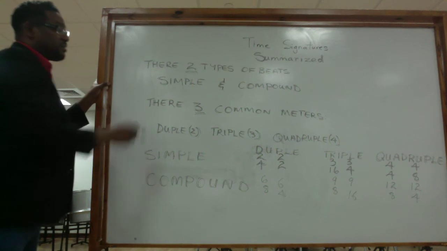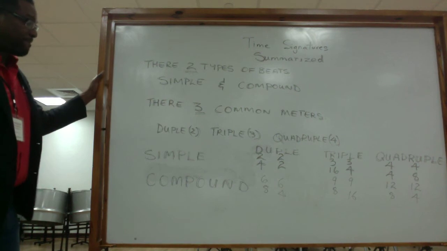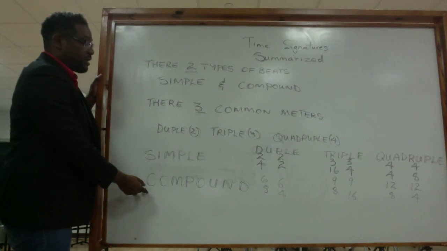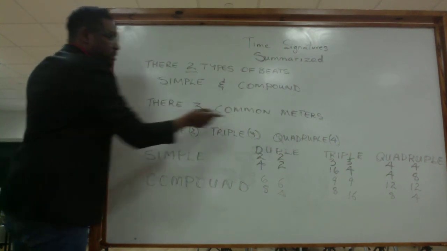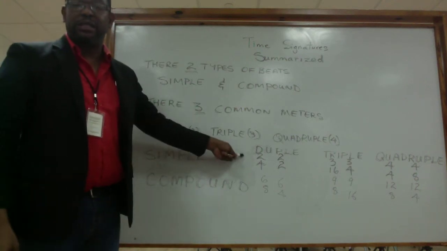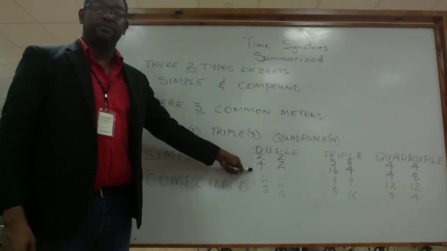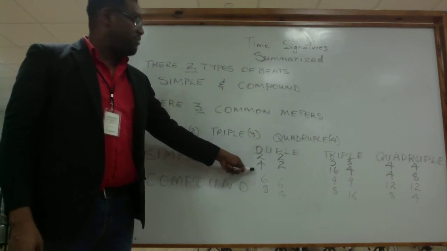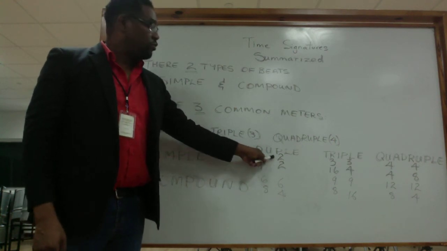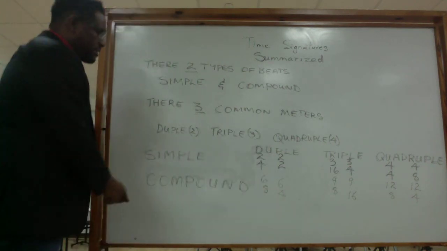These meters apply to simple and compound both. Okay? And here we have some examples of the simple and compound using our 3 common meters: duple, triple, quadruple. Here we have duple. I hope you're seeing this clearly. This is 2/4, 2 quarter beat notes in every bar, every measure. Here we have 2/2. We said this is cut time, 2 minim beats every measure. That's duple.